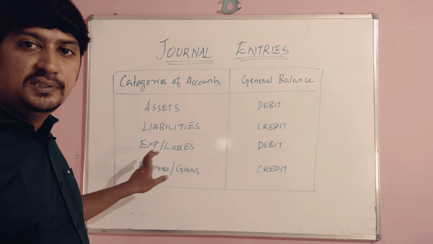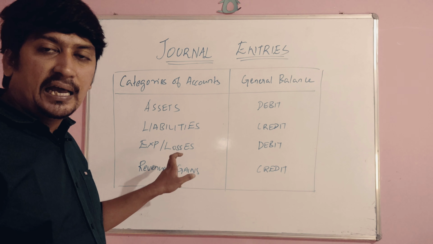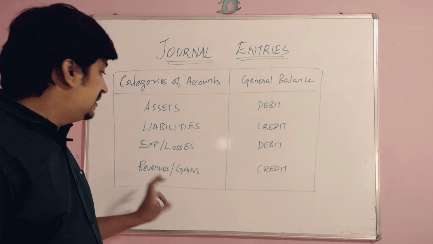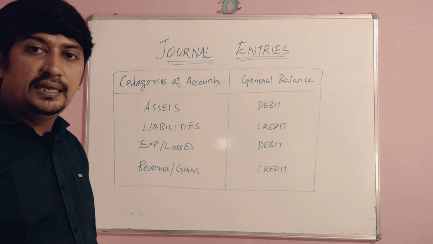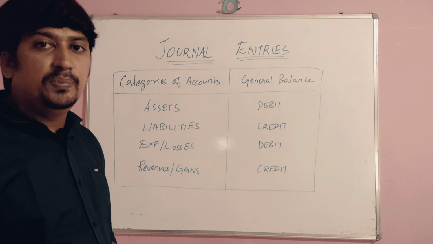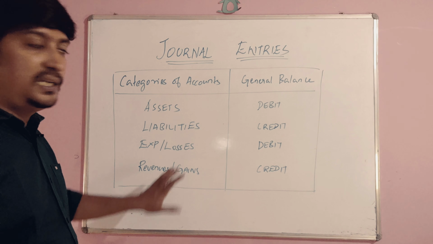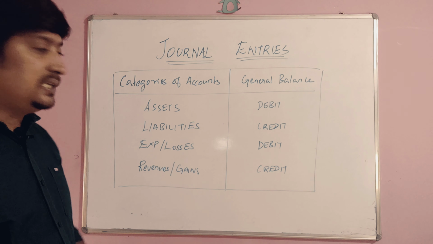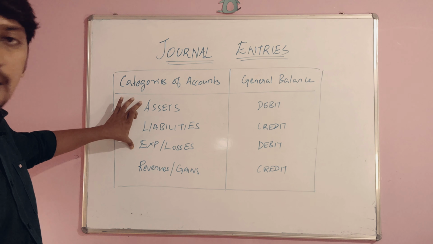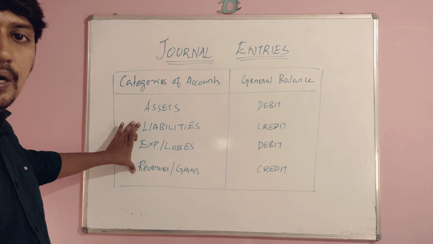Then the next category, expenses and losses, which covers all the expenses and losses, rent, tax, salary, commission, all those things are covered under this category. Then the remaining one is revenues and gains. All the incomes, all the gains come under this category. So the most important thing is their general balance, what is the normal balance of each category. Assets are generally debit in balance, and expenses and losses are also generally debit in balance. These two are debit balance accounts. And liabilities, revenues and gains, these two are credit in balance.